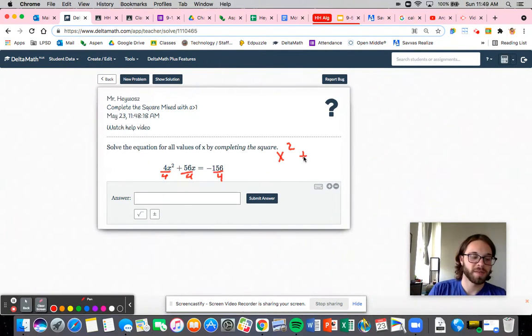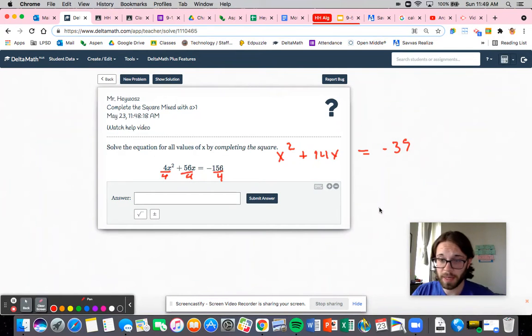So what is 56 divided by 4? Well, that appears to be 14. 14x, and that is equal to negative 156 divided by 4, which is negative 39. Now, if that doesn't happen, you're going to end up with fractions, and that might make your life a little bit harder, but ultimately, you're going to go through that process anyway.